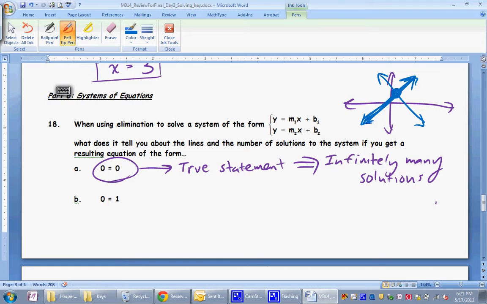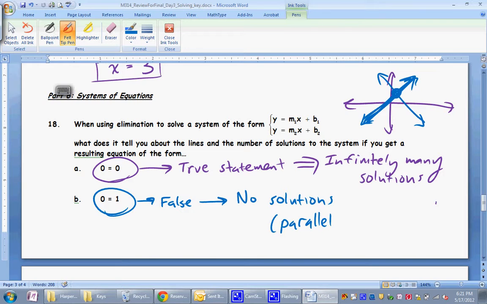Well, look at this part B, 0 equals 1. If 0 equals 1, that's a false statement. And if the statement is false, the lines are never going to intersect. There's going to be no solutions. And no solutions is the same thing as parallel lines. Parallel lines.